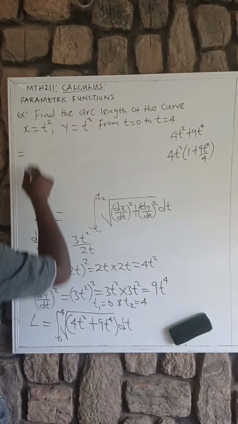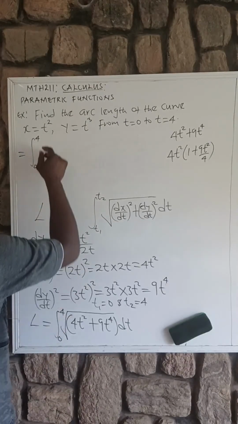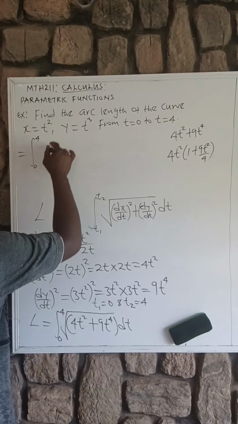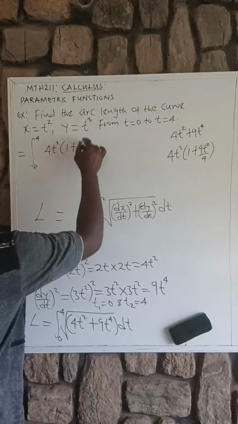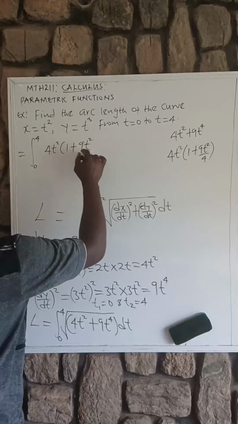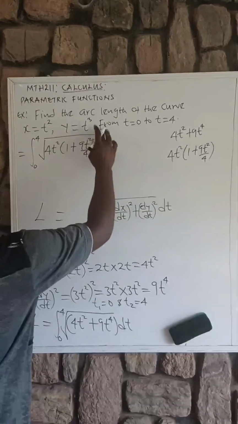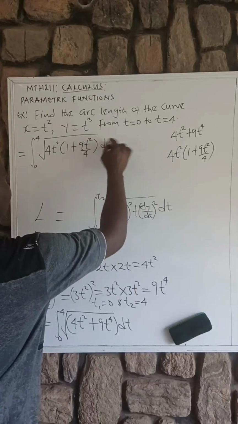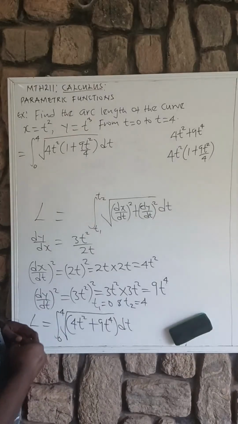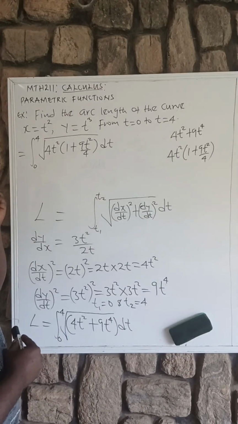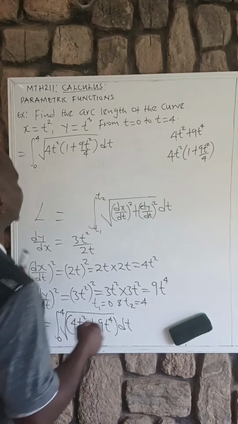Okay, so inside the integral, this is what we are going to have: 4t squared, open bracket 1 plus 9t squared all over 4, then square root of it, then the dt. True or false? It's true, right? Okay. So far so good. You don't need a prophet to tell you.